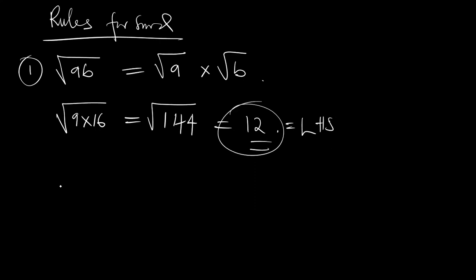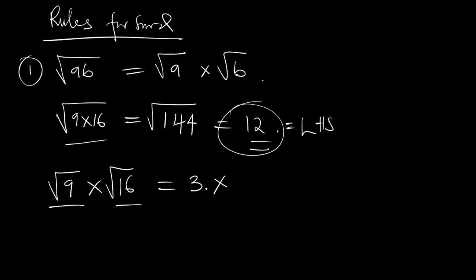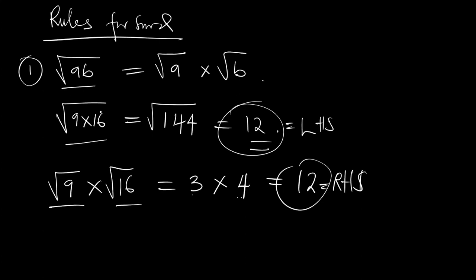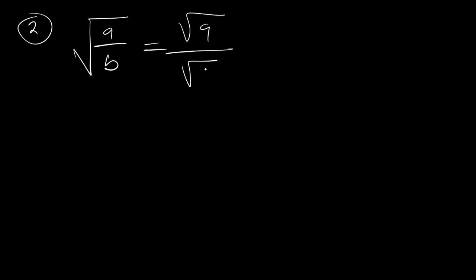Now, let's look at the right-hand side. This expression is the same thing as saying the square root of 9 times the square root of 16. The square root of 9 will give us 3, times the square root of 16, which gives us 4. So 3 times 4 will give us what? 12. So the right-hand side is equal to 12 and this is equal to 12. So it means that this expression is equal to this expression. Then the next one, the second rule: the square root of a divided by b is equal to the square root of a divided by the square root of b.